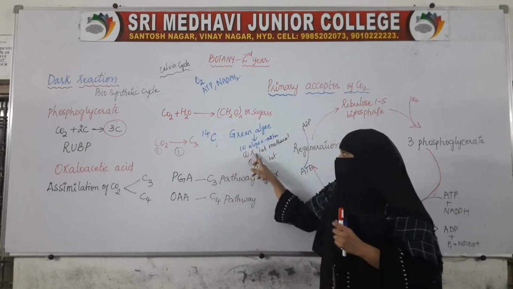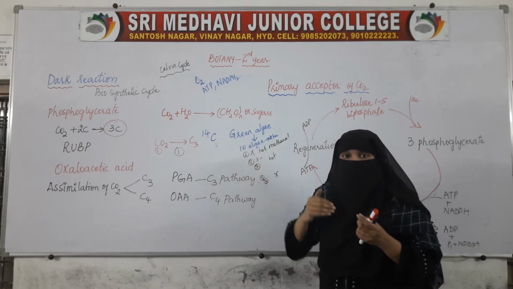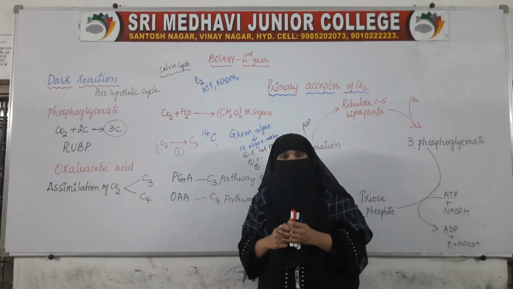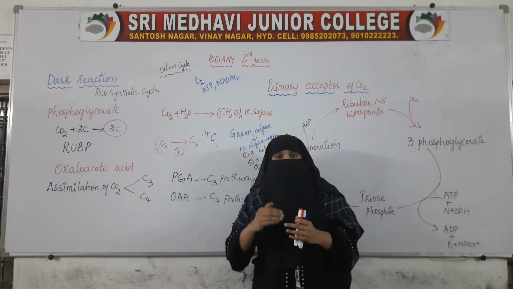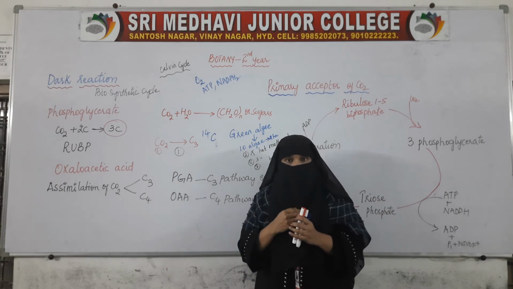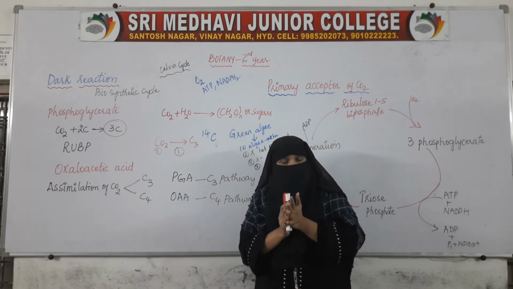Let us say the first product was formed after half an hour. After half an hour, when he killed the bacteria and saw the first product formed, it was a 3-carbon compound. So he said that the first product which is formed is a 3-carbon compound.